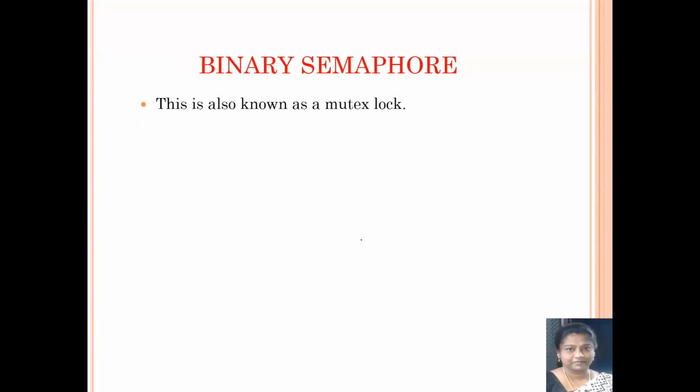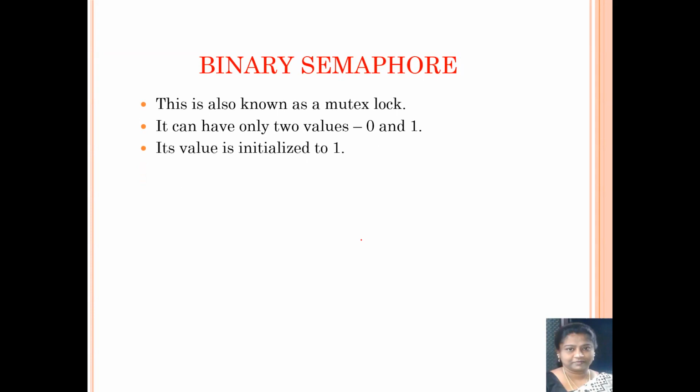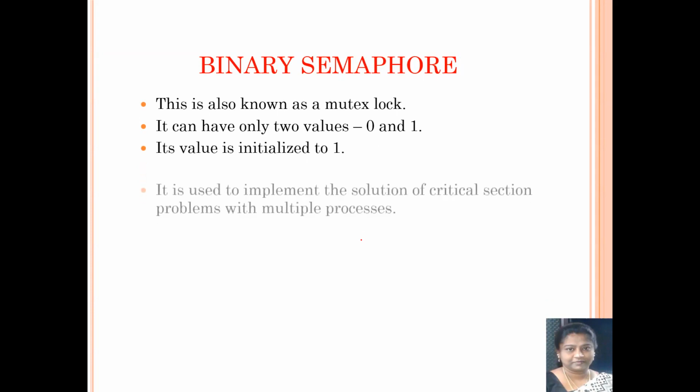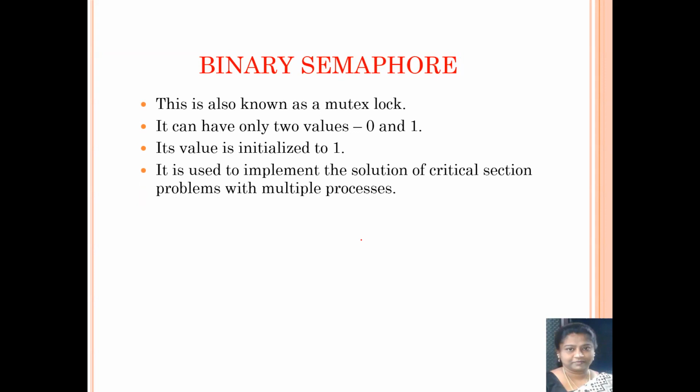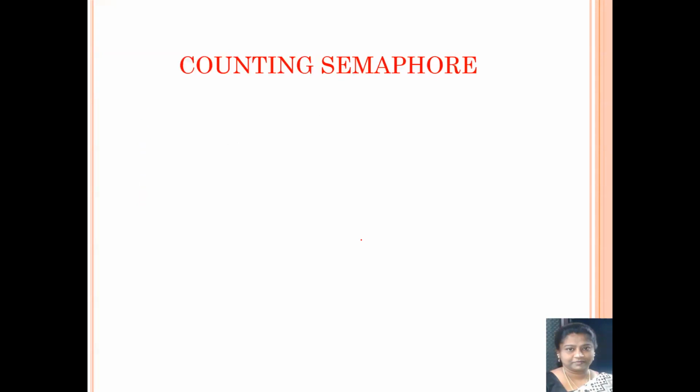So now we move on to the different types of semaphores. There are two different types of semaphores: the binary semaphore and the counting semaphore. What is meant by binary semaphore? A binary semaphore is also known as a mutex lock. That is, it can have only two values, either a 0 or a 1. So a binary semaphore is always initialized to 1. The purpose of a binary semaphore is to implement the solution of critical section problems when there are multiple processes.